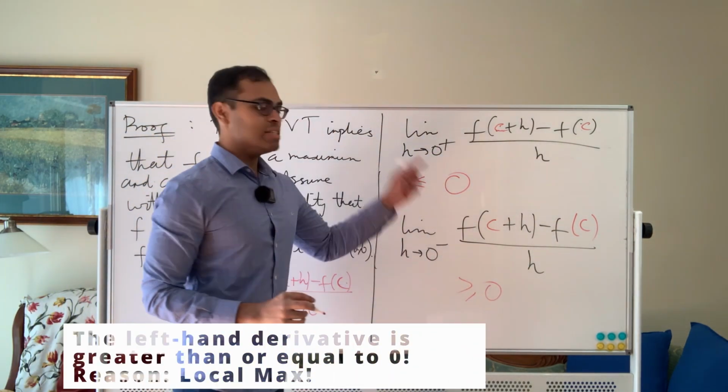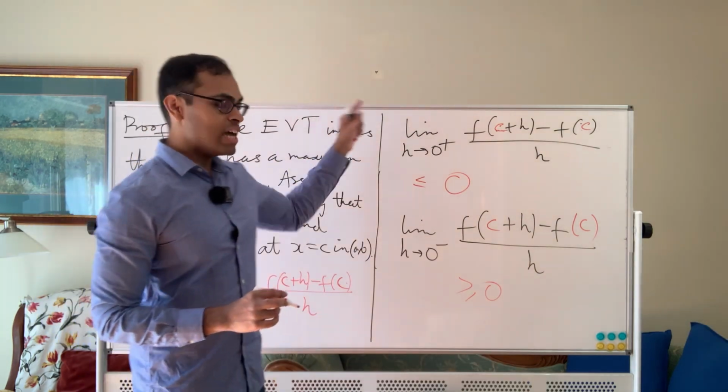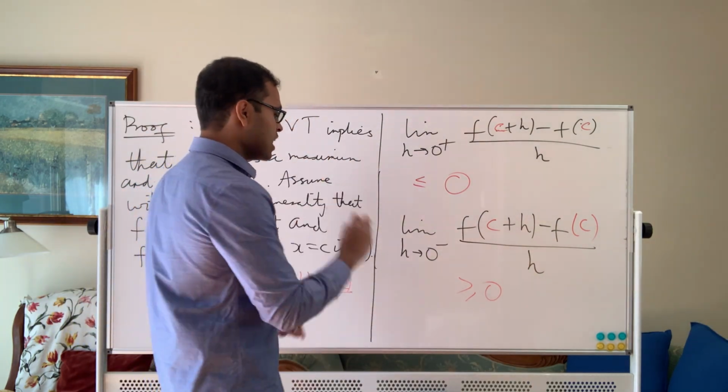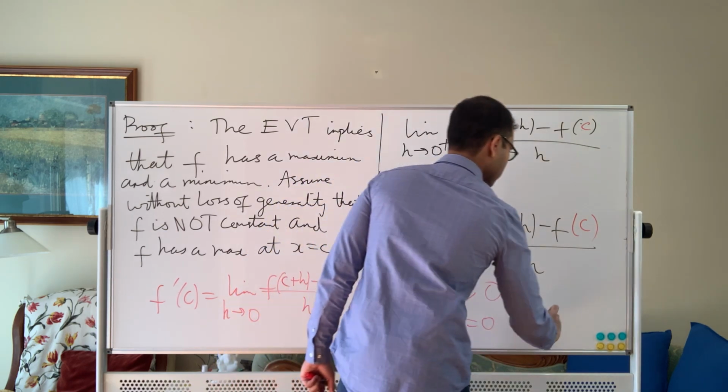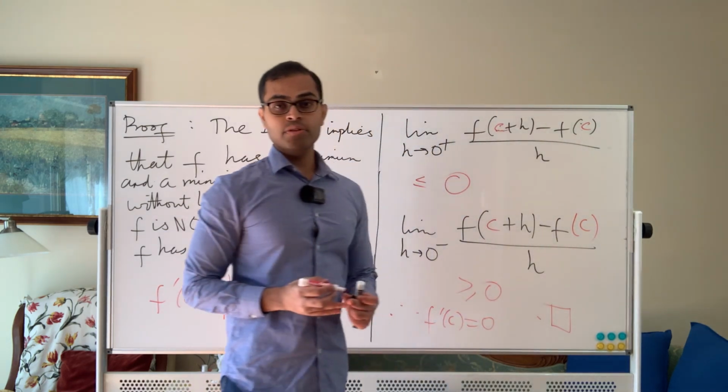Of course, because it's differentiable, the left-hand limit and right-hand limit are equal. Therefore f'(c) is equal to 0, and that is the proof of Rolle's theorem. So that's a proof of Rolle's theorem.